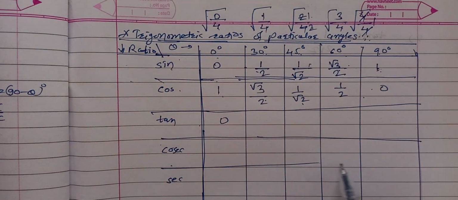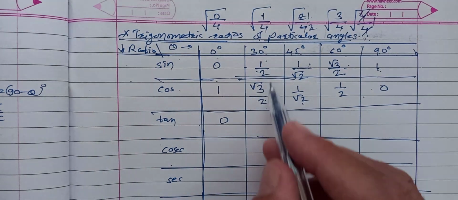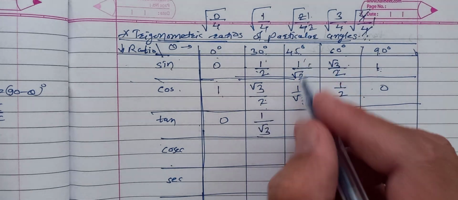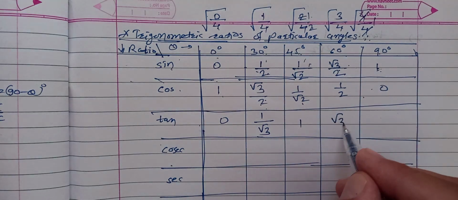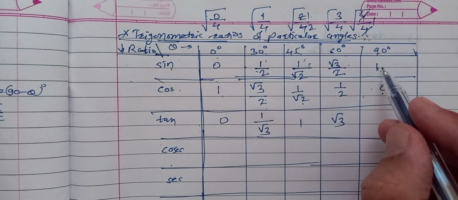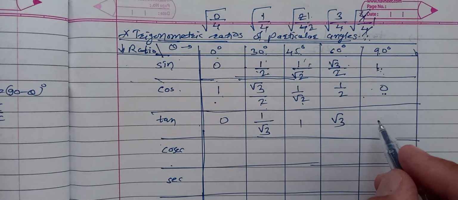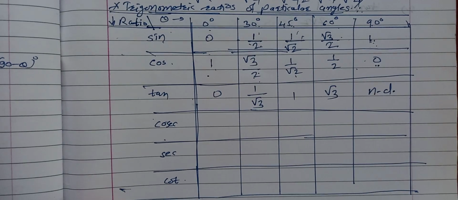See, very simple method. Easily we can find. Then this divided by this, then 2 cancels. So what remains? 1 upon root 3. Here both numbers are the same, so the division comes 1. Here 2 cancels, root 3. Here we cannot divide 1 by 0. We can divide 0 by any number, but we cannot divide any number by 0. So here it is not defined, means the value is not coming.